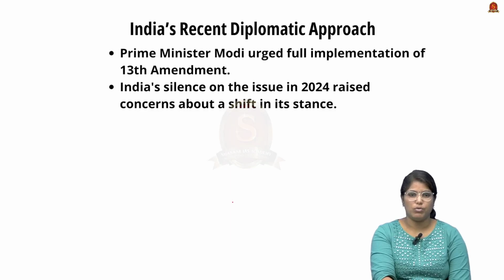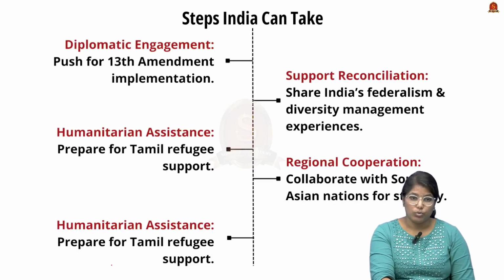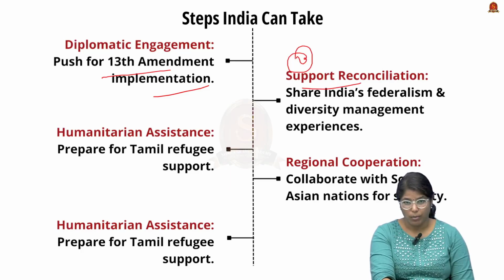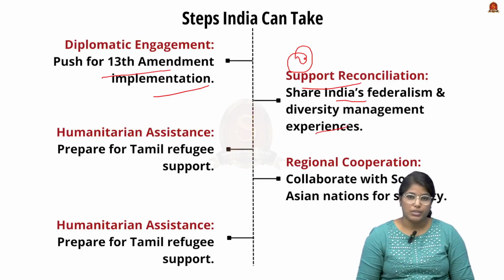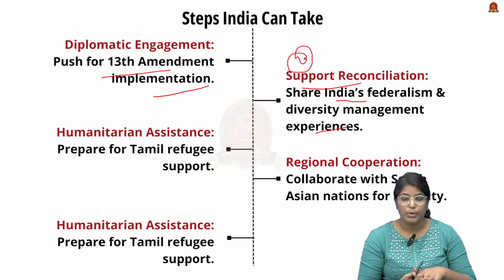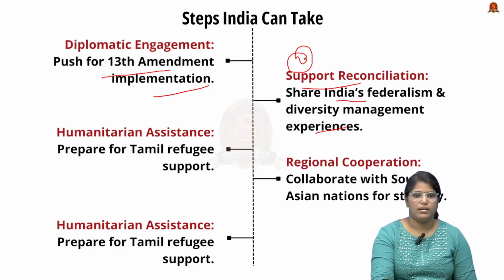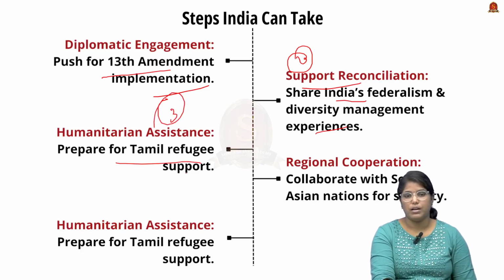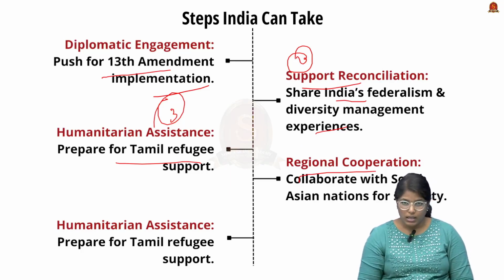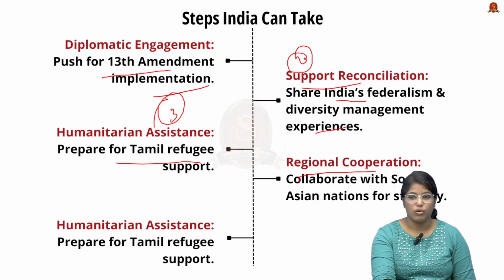Moving on, we shall see what India can do. Firstly, diplomatic engagement. We have to push for 13th Amendment implementation. Secondly, we can provide a lot of reconciliation support, and for that we have to share experiences when it comes to diversity management as well as India's federalism, how it works, and a lot of guidance like that. Then we can provide humanitarian assistance. We can provide Tamil refugee support, and then we can bring in regional cooperation. So this will not only enhance the bilateral relation but also the collaboration with South Asian nations for stability.